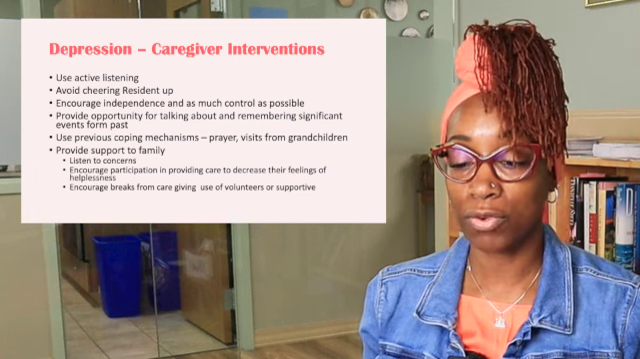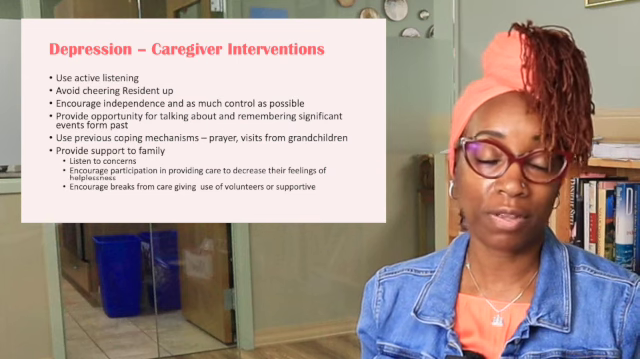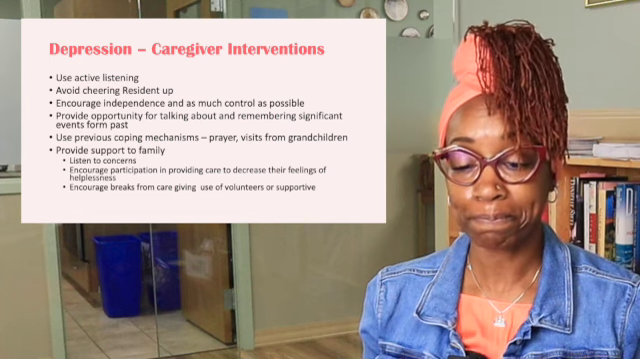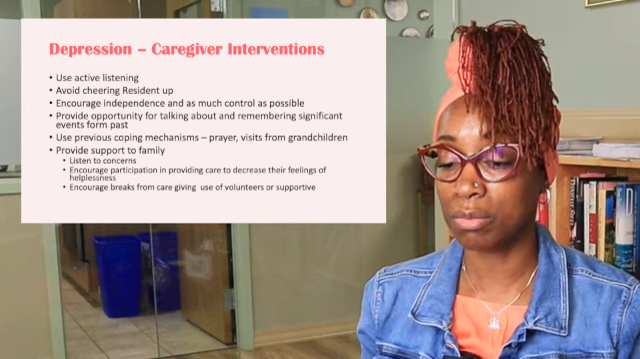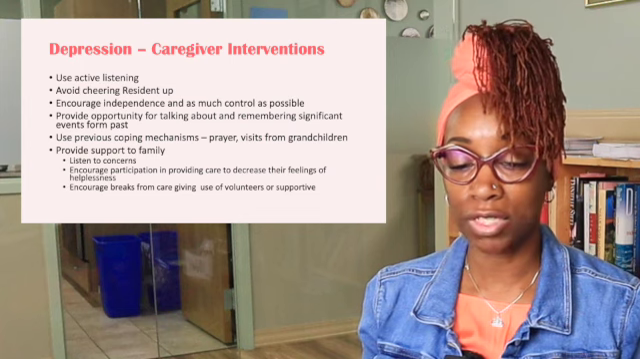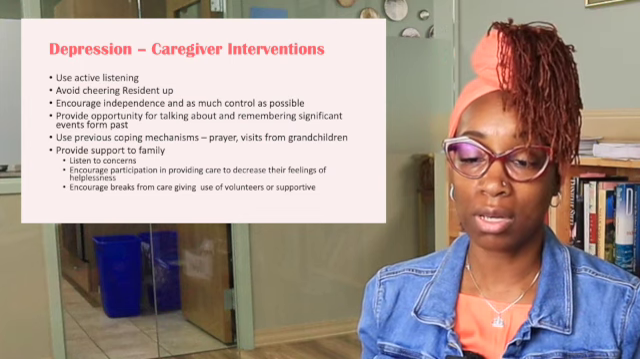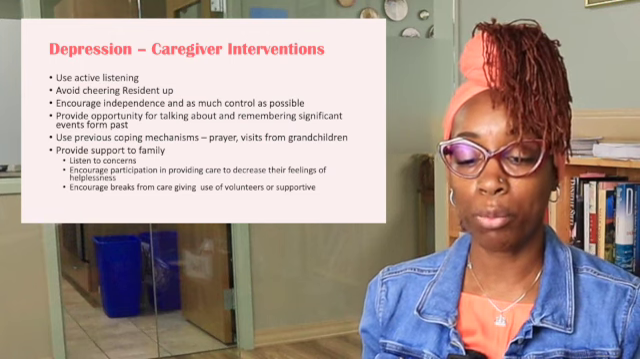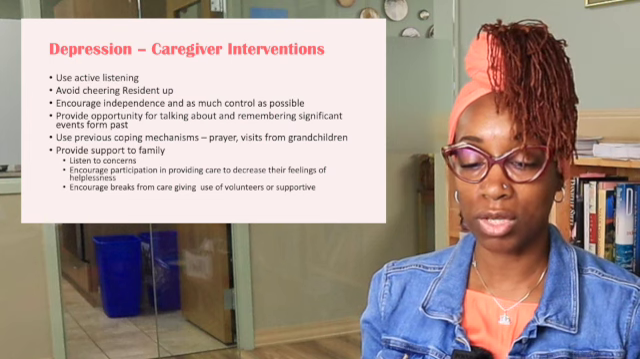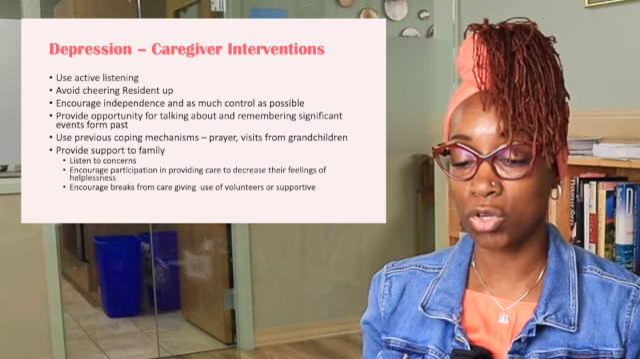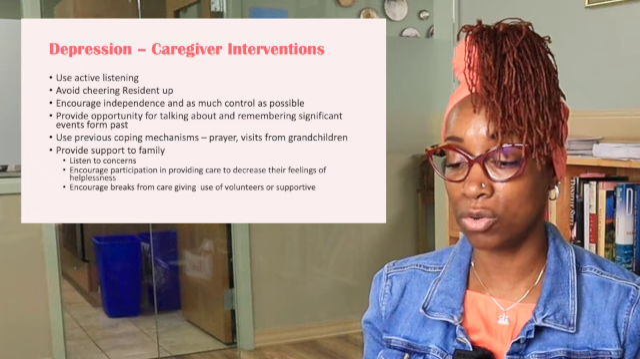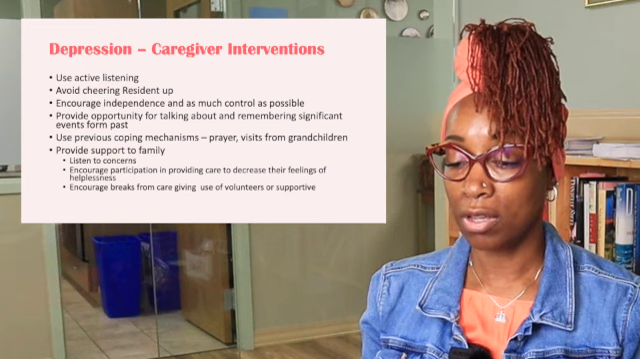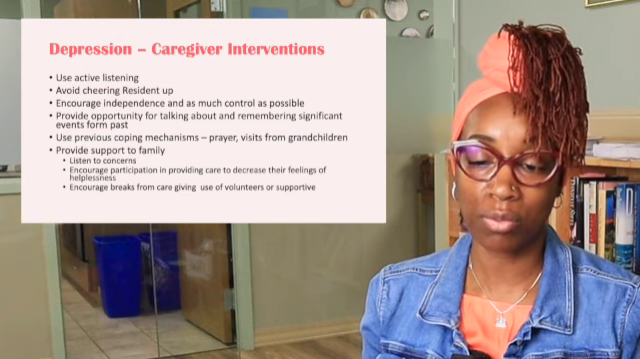Provide an opportunity for them to talk and remember significant events from the past that may be pleasant memories. Use coping mechanisms such as prayer or visits from key family members that may help them not to feel so down in that moment. Provide support to family. You can listen to their concerns. Encourage participation in providing care to decrease their feelings of helplessness. Encourage breaks from caregiving if they're really tired out with certain things.